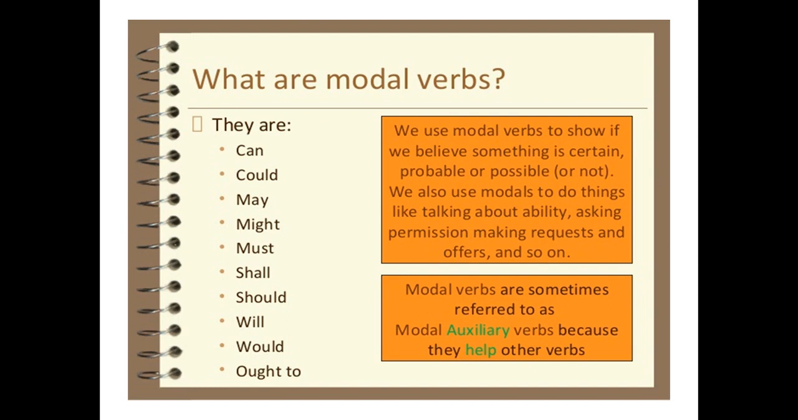We use modal verbs to show if we believe something is certain, probable, or possible or not. We also use modals to do things like talking about ability, asking permission, making requests and offers, and so on. Modals are sometimes referred to as modal auxiliary verbs because they help other verbs.